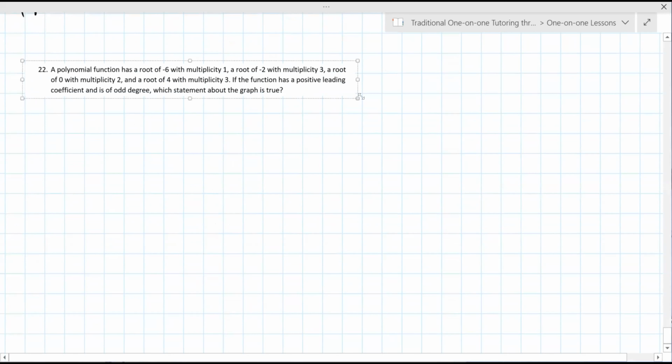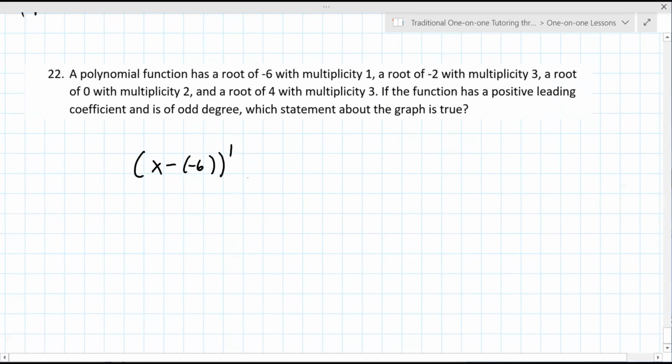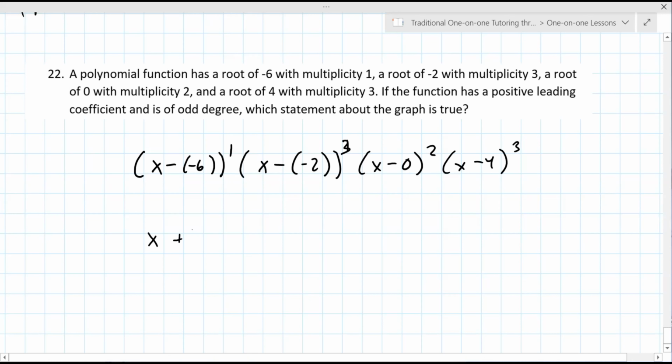Okay, a polynomial has a root of -6 with multiplicity 1. So that's x minus -6, multiplicity 1. Root of -2, x minus -2, multiplicity of 3, not 1. A root of 0 with multiplicity 2, and a root of 4 with multiplicity 3. Okay, so let me just clean this up slightly: x plus 6, x plus 2 cubed, x squared, x minus 4 cubed.